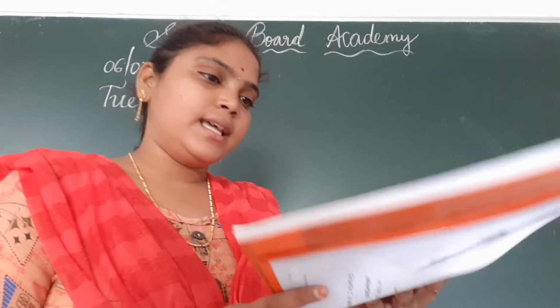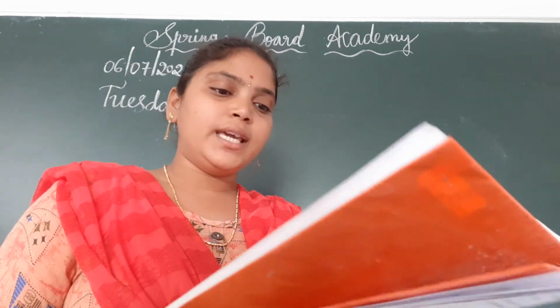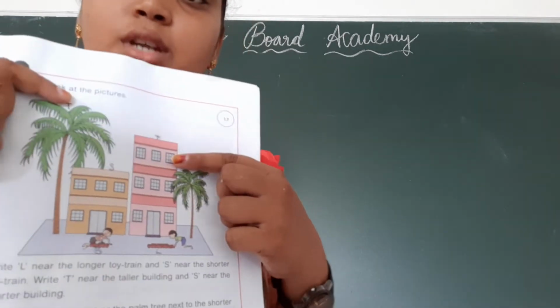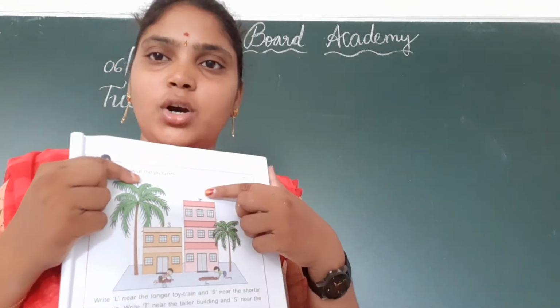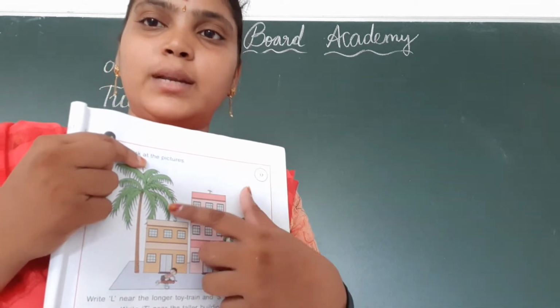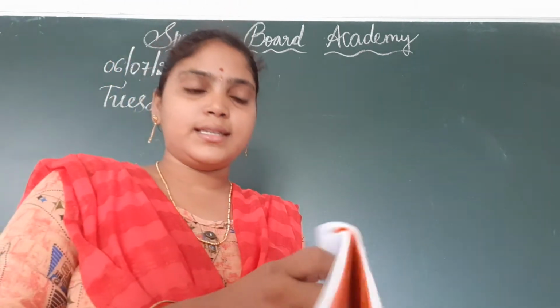Okay. And then write T near the taller building and S near the shorter building. In these two, which one is the taller building, children? Yes, this is the taller building. Here you have to write T. And this is the shorter building. Here you have to write S.